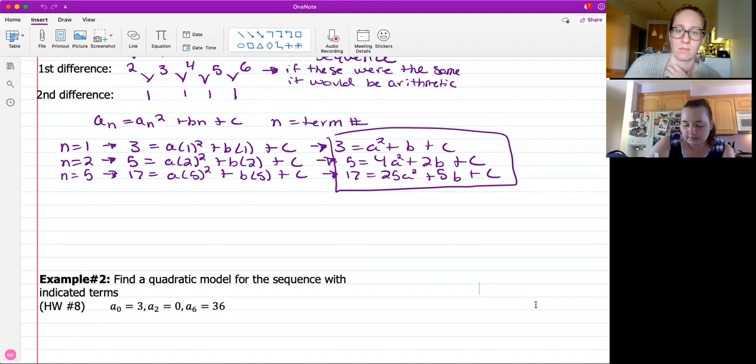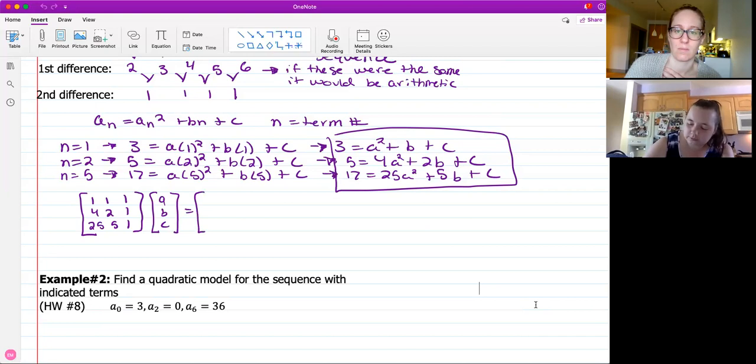So we have a 3 by 3 matrix. And remember, this is our coefficient matrix. So we're going to have 1, 1, 1, 4, 2, 1, 25, 5, and 1. And then our variable matrix, and this time we're going to have a, b, and c instead of x, y, z. And then our solution matrix, so we have 3, 5, and 17.